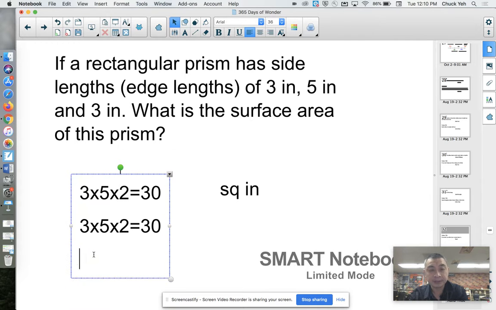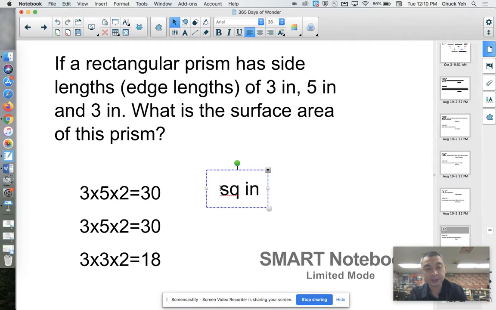And then another one we can do is 3 times 3, right? And that is 9 times 2, I mean, sorry, that's 18. So again, why do we multiply this by 2? Because there's 2 sides of it. There's a front, back, left, right, top, bottom. Okay? So we add it together, and did you get 78 square inches? If you got 78 square inches, give yourself a golf clap. That's good. All right? So that's what we did today.